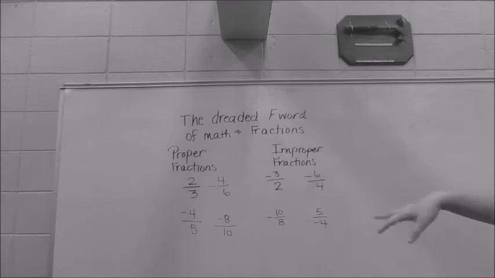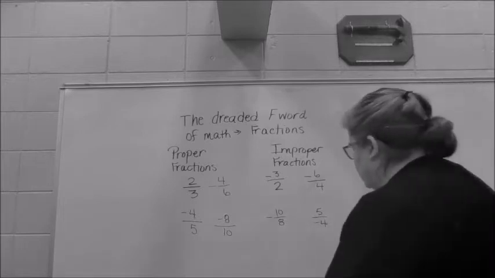So we're going to look at these and determine if these fractions are in simplest form, which means that they cannot be made any smaller because we've done all the reductions that we can do. And then we're also going to talk about how to change these improper fractions into mixed numbers.